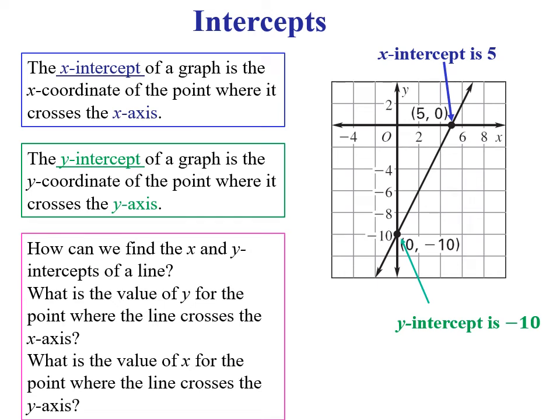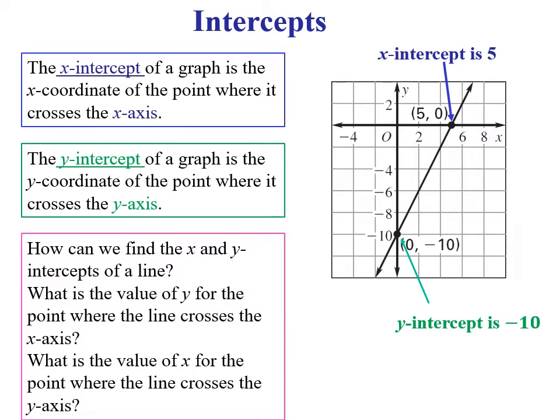In this presentation, we will talk about intercepts. Let's think of the word intercept and consider what it means. If you intercept something, you cross its path. The x-intercept of a graph is the x-coordinate of the point where it crosses the x-axis.